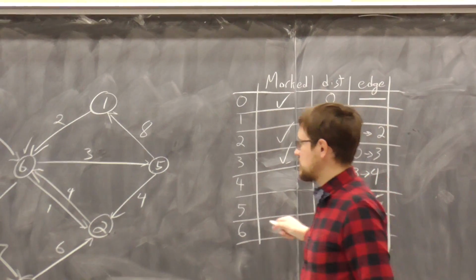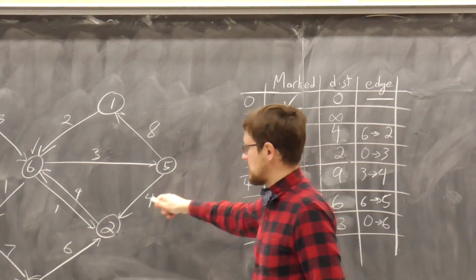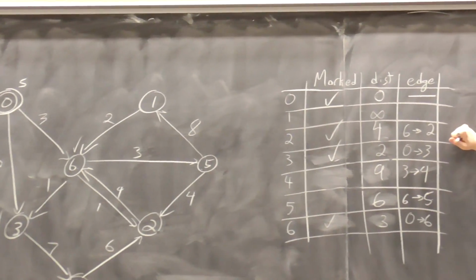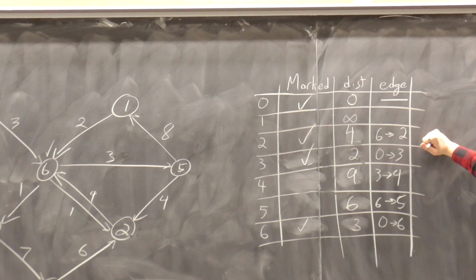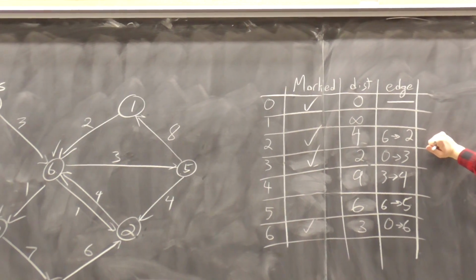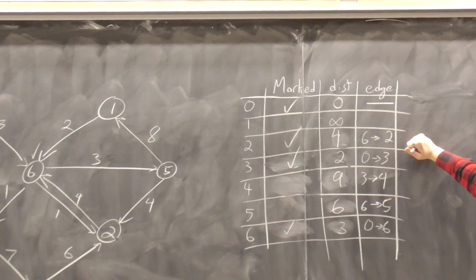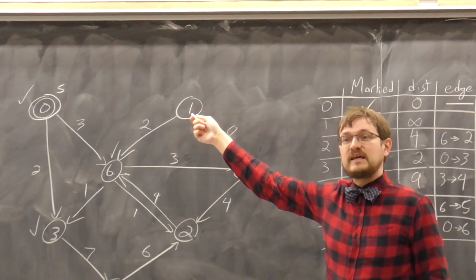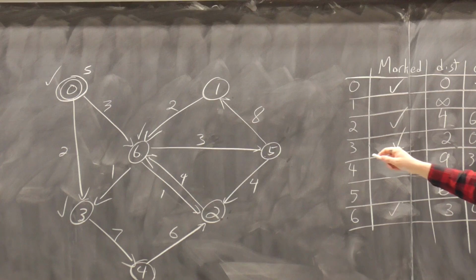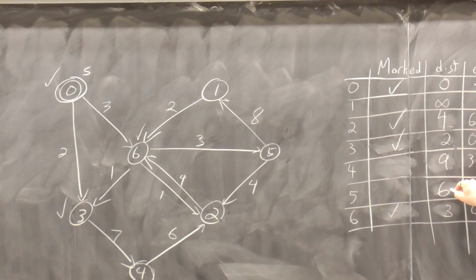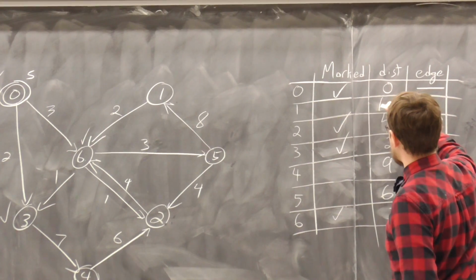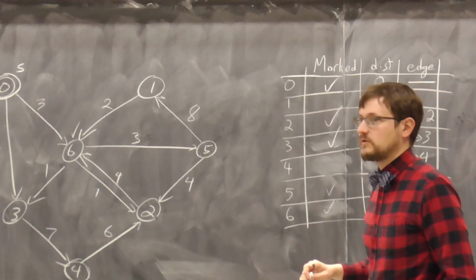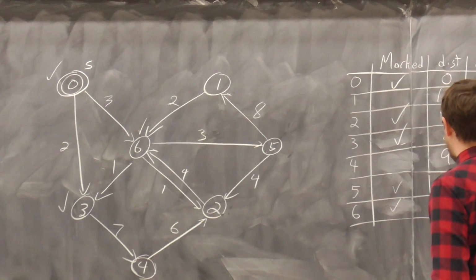Good. Next, what's the next largest? 5. What do we got in terms of adjacency? We've got 2 and we've got 1. So 2: is 6 plus 4 smaller than 4? No, so we do nothing. This one actually isn't in the table yet, so 6 plus 8 is 14. 14 goes right there. 5 gets checked off. I hope you'll indulge me for 2 extra minutes while I finish this example off.